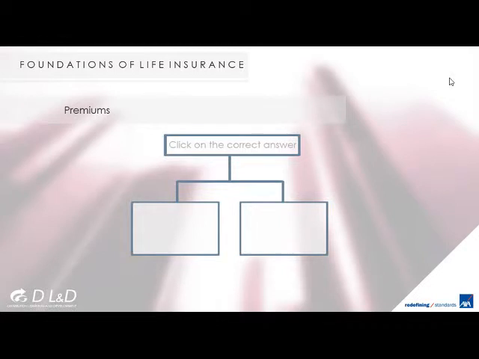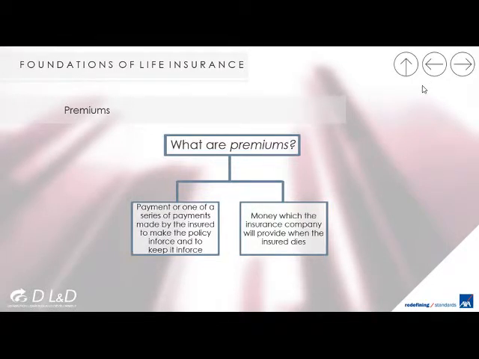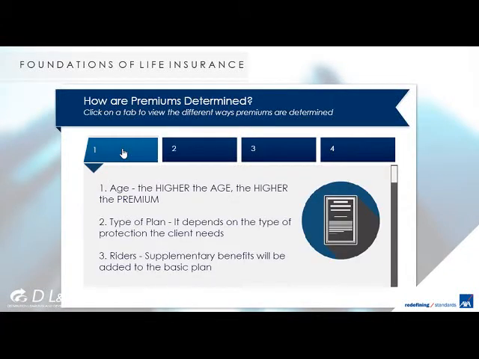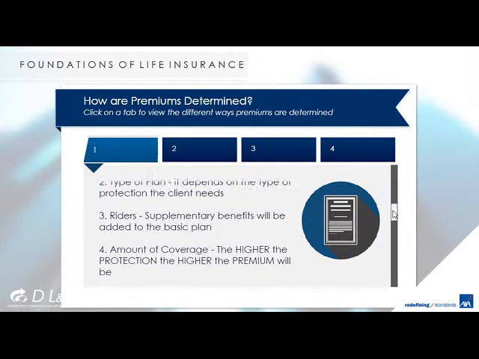Age, type of plan, riders, amount of coverage, sex, and policy fee. Mortality, relative incidence of death among given people. Interest, earnings from invested premiums. Safety margin requirement, money set aside by the insurance company to meet adverse claims. Operating expenses or loading, overhead expenses of the company.